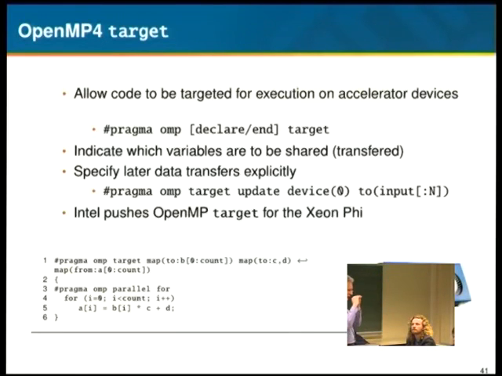OpenMP has all those nice #pragma omp parallel, right? OpenCL starts with this amount of boilerplate code. And then I give up.